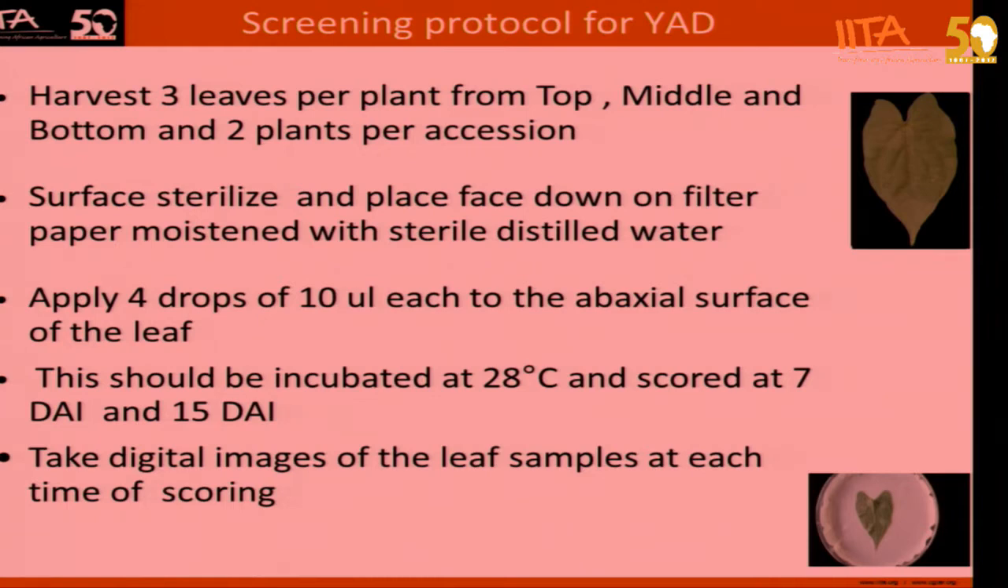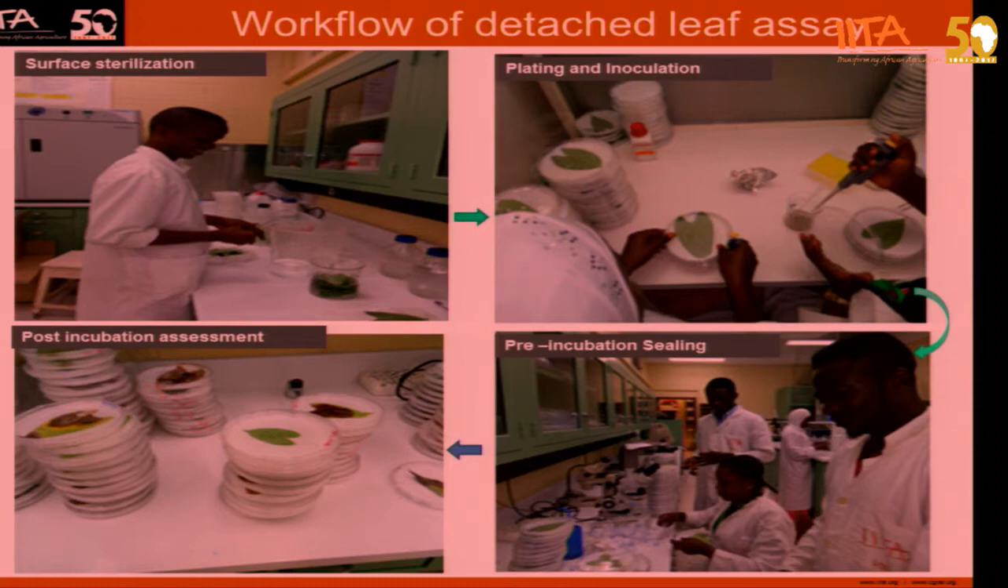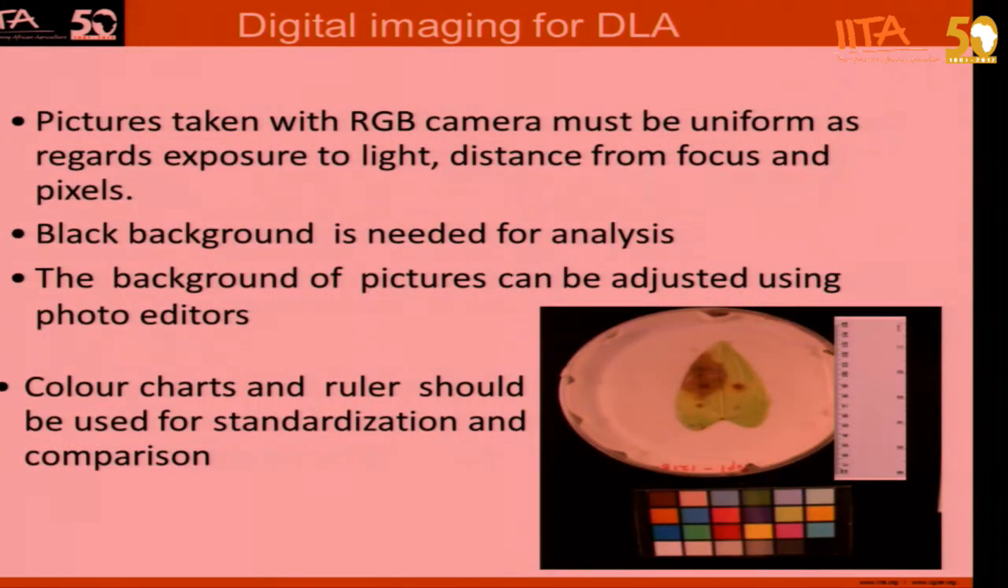We need to take digital images of these leaf samples at each time of scoring, because our Leaf Doctor will work on those images. This is showing us the workflow of the detached leaf assay. You can see the surface sterilization being done, and then the plating of the leaves and the inoculation, after which we seal the plates and incubate. And then after the incubation, we do post-incubation assessment, which involves taking the pictures from which we'll take the data.